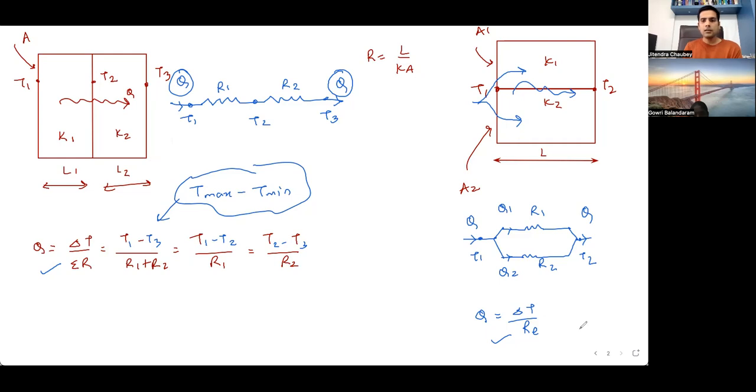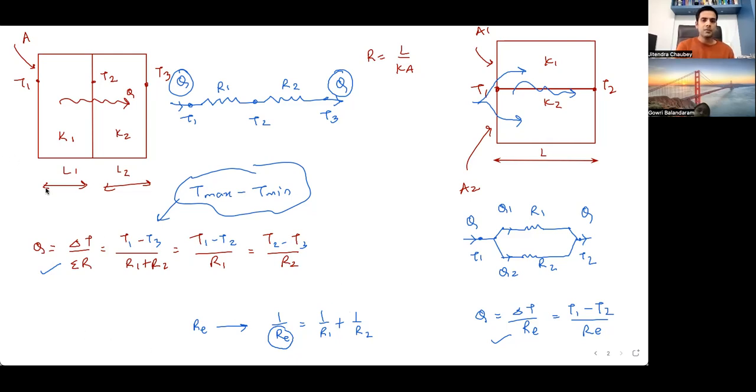Here the delta T would be T1 minus T2 upon RE. Then RE is calculated as, do you remember the formula? Don't look at the formula, just see the screen. It is 1 upon RE, equal to 1 upon R1 plus 1 upon R2 plus, and it goes on. Whenever the resistances or whenever the slabs are in parallel, the equivalent resistance is calculated by taking the sum of the reciprocal of the resistances.